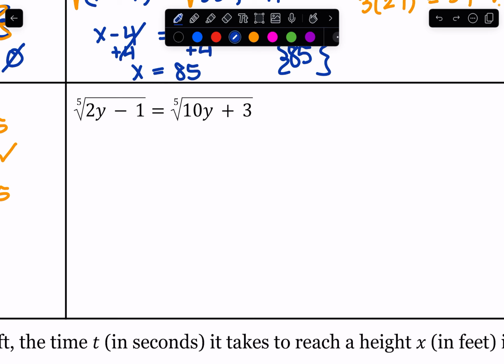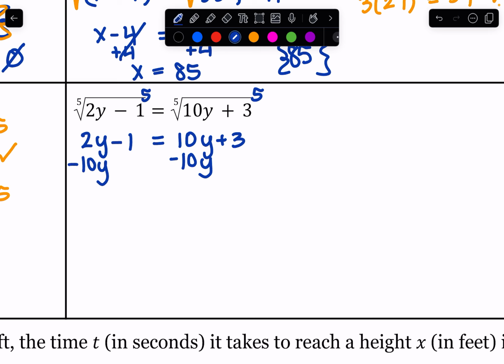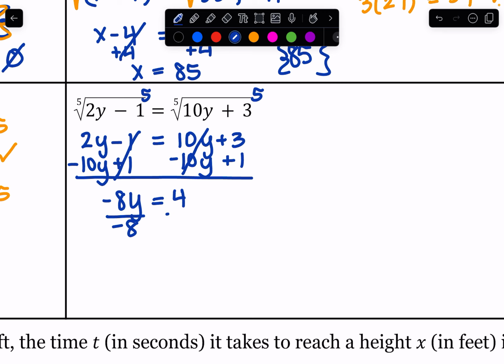All right, next one, fifth root of 2y minus 1 equals fifth root of 10y plus 3. Looks crazy, but when we take the fifth power on both sides, we're just left with a pretty easy problem. 2y minus 1 equals 10y plus 3. Subtract 10y. I'm going to add 1 at the same time. And I'm left with negative 8y is equal to 4. Divide by negative 8. And I'm left with y equals negative 1/2.